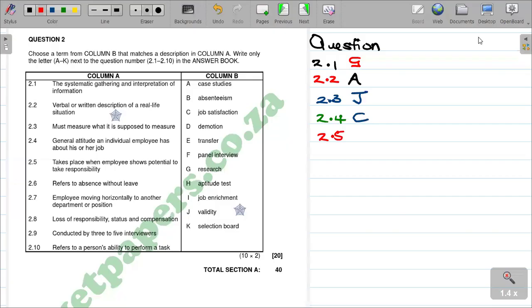So the answer is I, which is job enrichment. Job enrichment, which is I. Right. So let's go to 2.6.